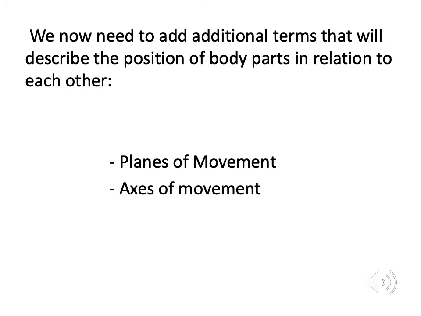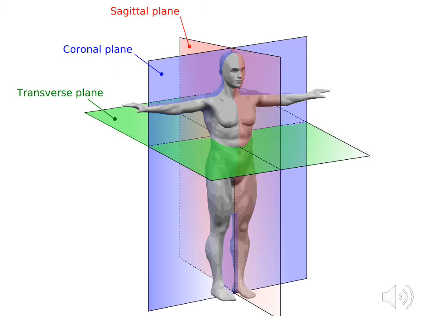So planes are imaginary positions within which movement occurs, and the axes are straight lines about which objects, body parts, or entire bodies rotate. There are 3 cardinal planes, and each of these is an imaginary flat surface that divides the body into separate sections, and each of which can be used to help us describe movements of the body.